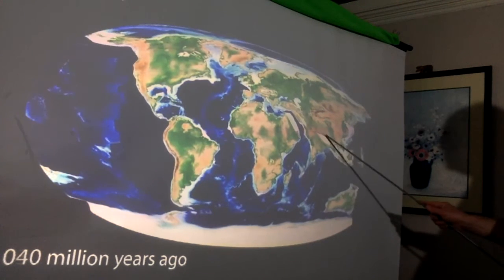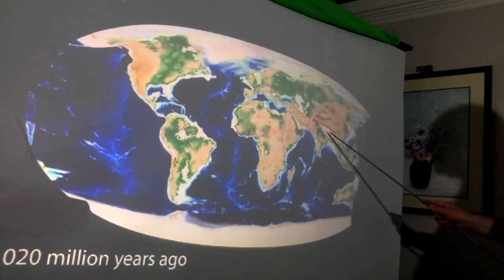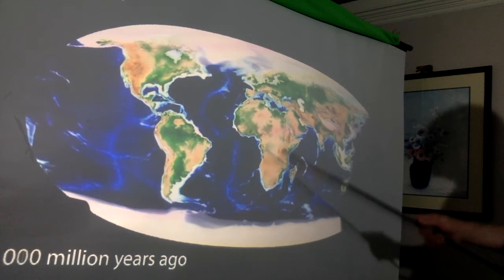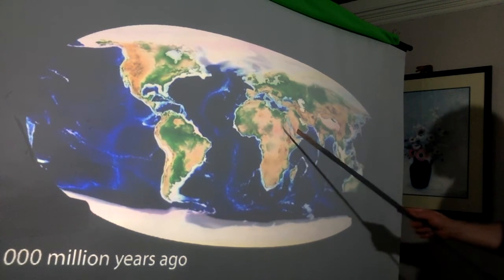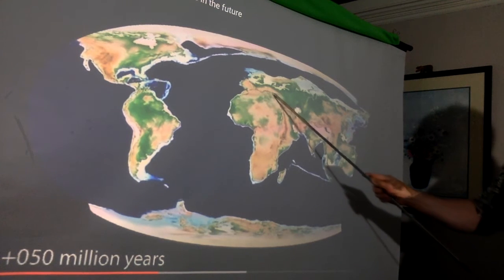There goes India. Look at it slam into Asia, and the Himalayan mountains are being created there. Now we're getting up close to where we are today. We'll take a look just a little bit into the future now, because we're pretty sure that Africa is going to go smashing into Europe right here.